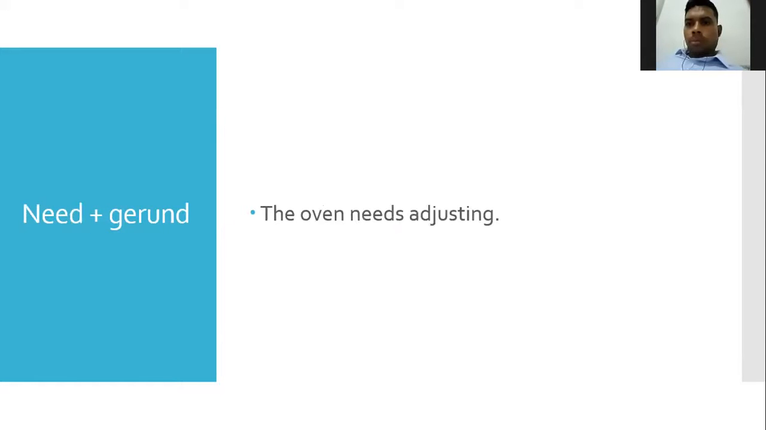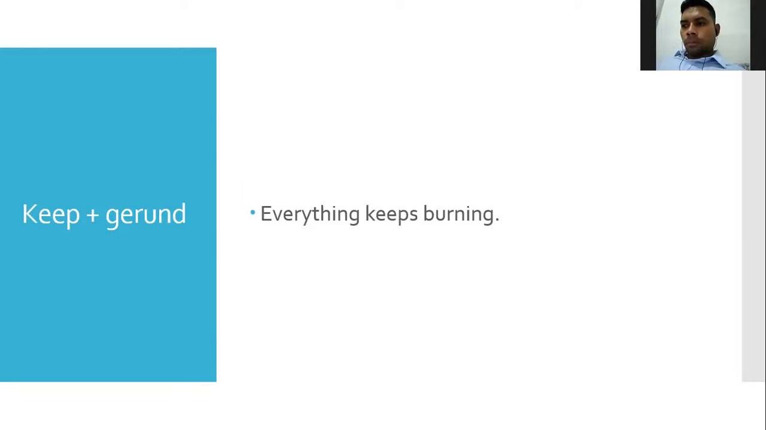Then we have need plus gerund. Can anyone read this sentence for me, please? The oven needs adjusting. Which word is the gerund in this sentence? Adjusting. Very good. And in this case, can we identify which word is the verb that we're using to construct this sentence? Needs. Very good. So we have here two structures. The first one that we can form using keep, and the second one that we can form using need.